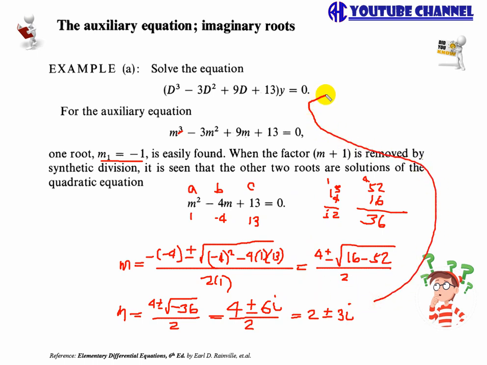Lagay ko rito. Yung roots natin, yung nakuha natin ng negative 1, that is m1. Ito yung m2 natin, of course, yung 2 plus 3i. Yung m3 natin, that is 2 minus 3i. So ito na yun. So pwede natin yan isulat sa general solution.